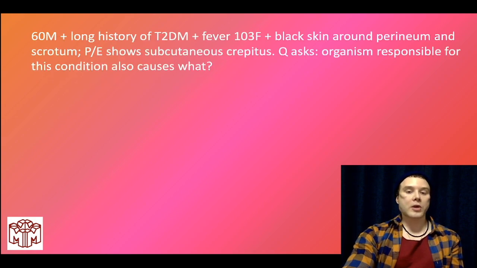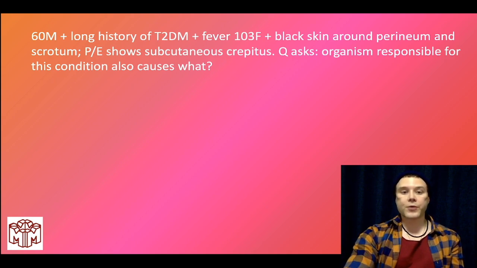Now, let's just do a few questions here, okay? We could have like 50 questions, but we're just going to do a few. 60-year-old dude, he has long history of type 2 diabetes mellitus, febrile at 103 Fahrenheit. He has black skin around the perineum and scrotum. Physical examination shows subcutaneous crepitus. Q asks, organism responsible for this condition also causes what?